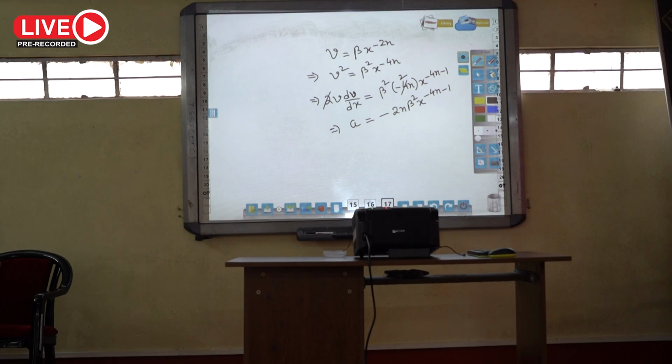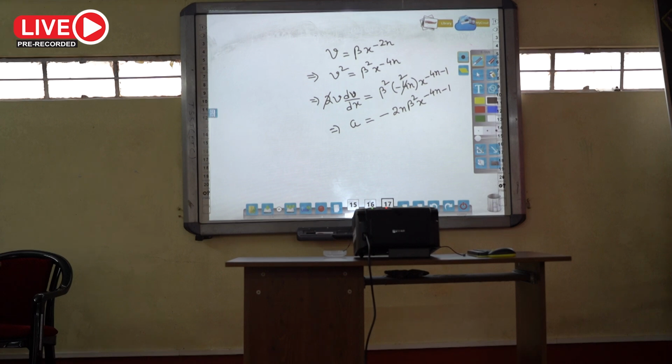If you calculate dv dt from the first step, then on the right side you will have a term dx dt and again multiply with that v. You will get the same answer. So either calculate dv dt in that method, or taking a square then calculate, then differentiate with respect to x.